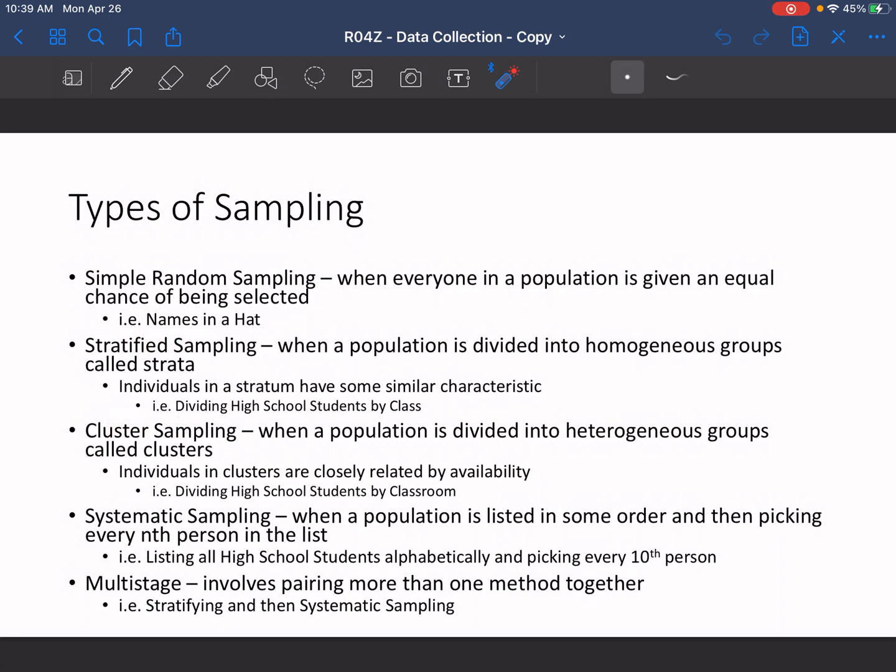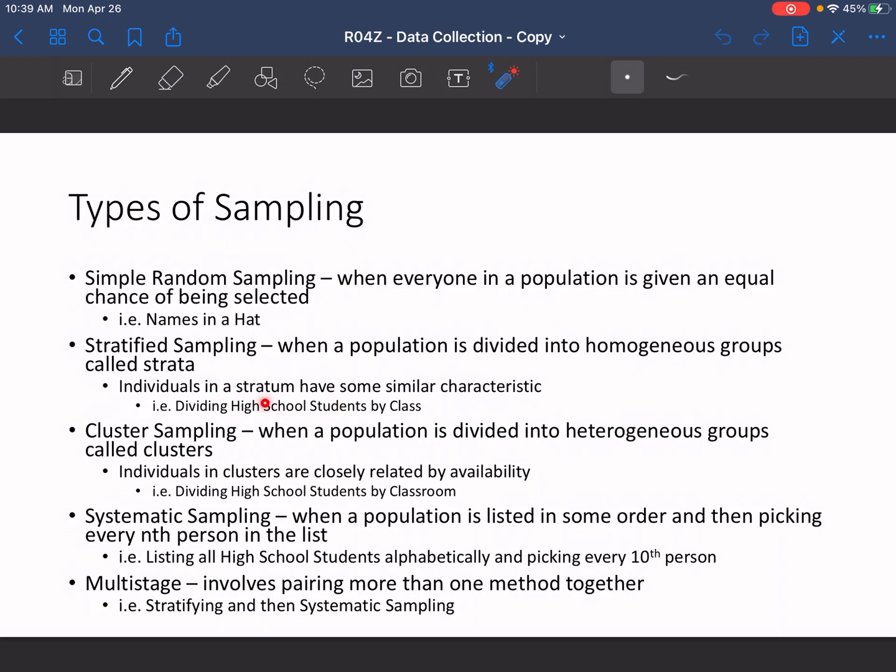In that same vein, we also have cluster sampling, and that's when a population is divided into heterogeneous groups called clusters. And if we want to think about this, we would think about dividing high school students by classroom, not by class, but by classroom. That's when individuals in clusters are closely related by availability.